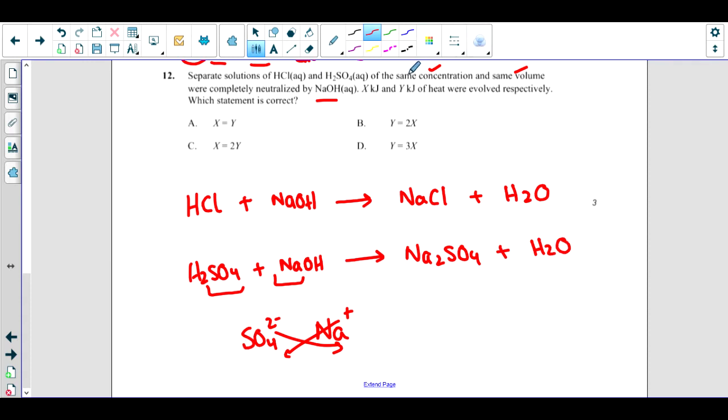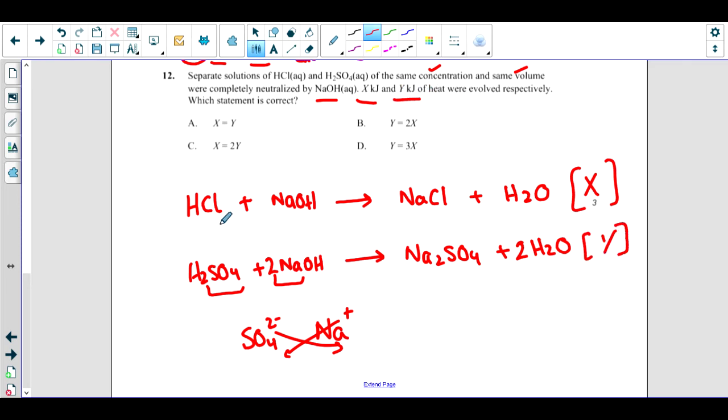But if you see here, the equation is not balanced, because here we have two sodiums, here we have one sodium. To balance it, we have to put a 2 here and we have to put a 2 here. According to the statement, it says X kilojoule for HCl. So we put here an X, this is the heat value, and Y for this process.